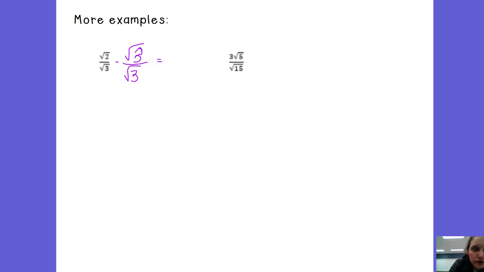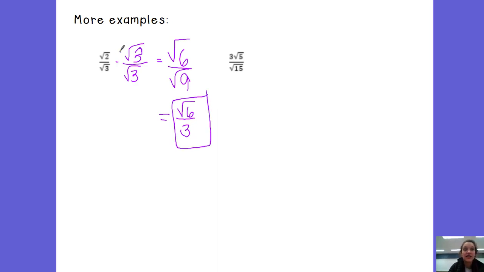So root 2 times root 3 is root 6. Root 3 times root 3 is root 9. And what is the square root of 9? The square root of 9 is 3. Hooray! I started with the square root in my denominator, and my final answer does not have a square root in my denominator anymore. That's the whole point of this process, to get rid of the square root that's in the denominator.